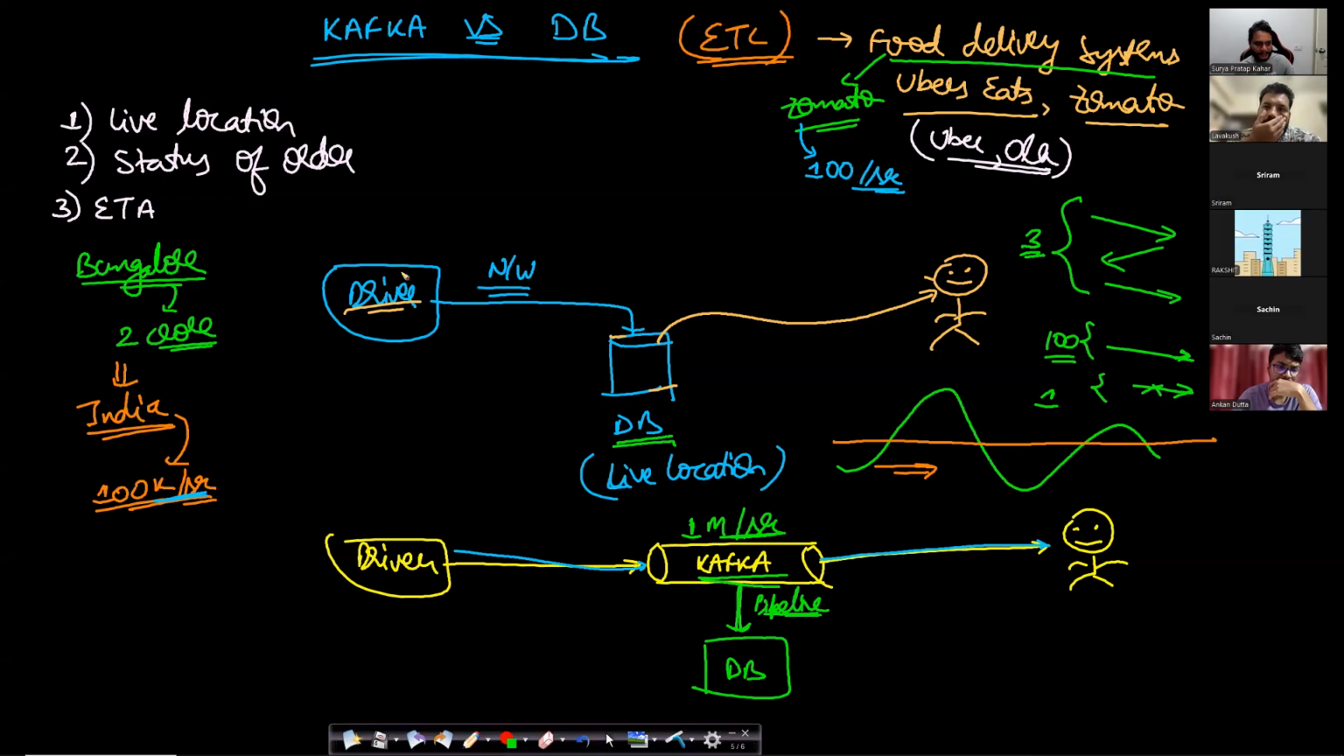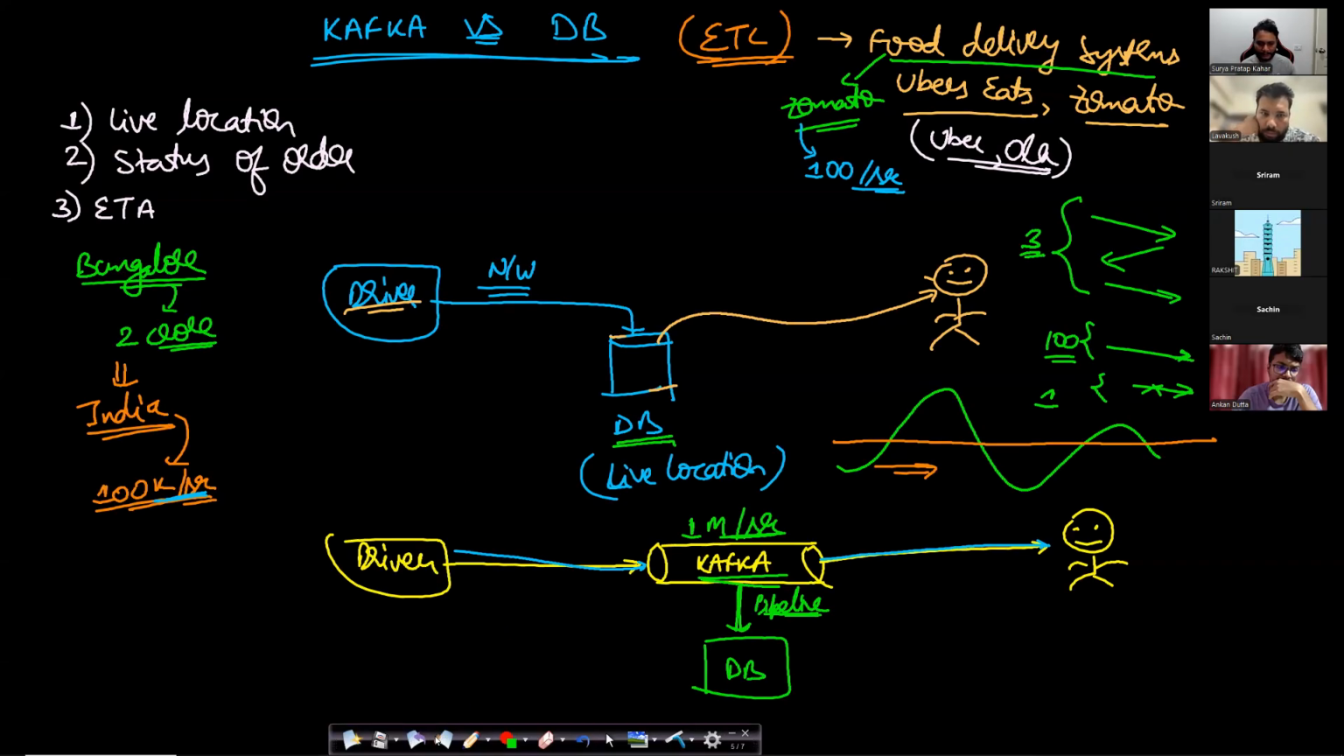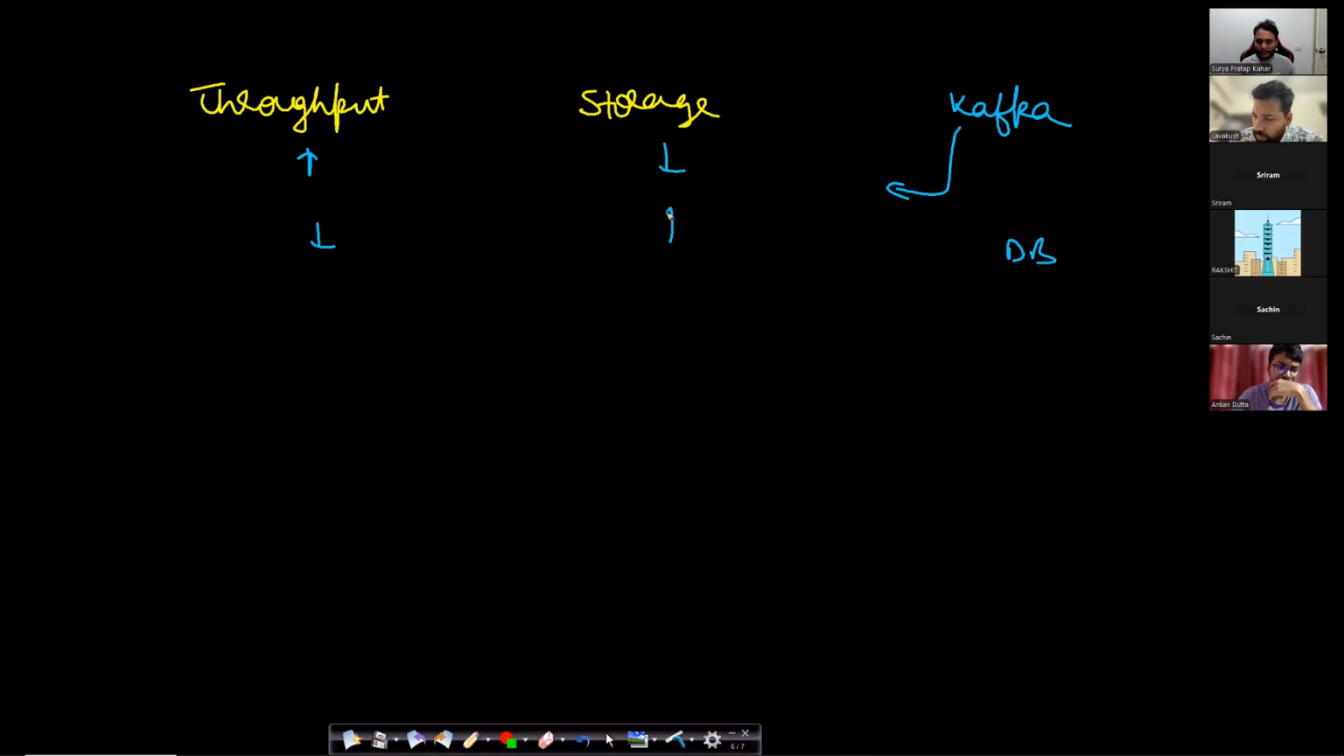So let's discuss at a high level the Kafka architecture. We are starting with the Kafka architecture, but I think I did not say anything about proper throughput and storage. If I have to compare throughput and storage of both Kafka and DB, then for Kafka the throughput will be higher, but the storage is lower. And for DB, the throughput is lower, but the storage is higher. Just for a simple comparison.